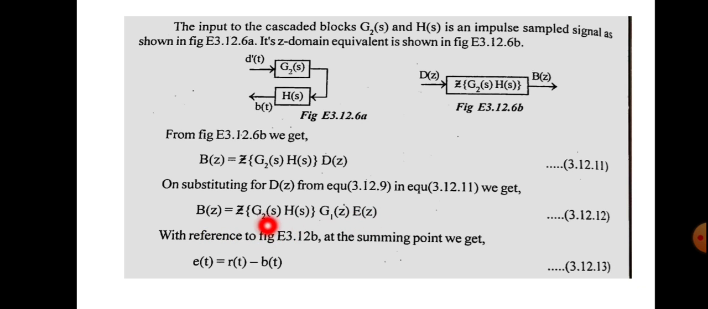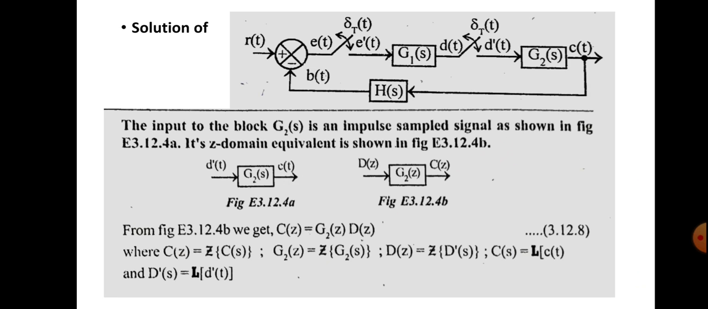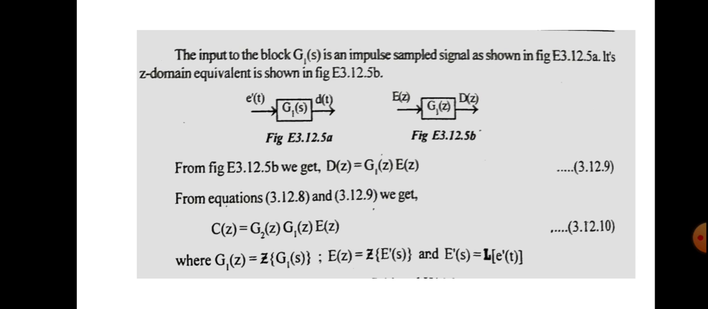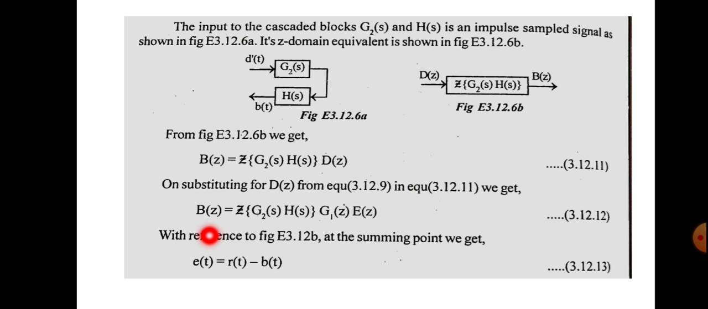So now you have this equation here from the figure. See here, what is the output at the summing point? It is E of t. What is E of t? E of t is R of t minus B of t. So at the summing point you get the equation E of t equal to R of t minus B of t. You have to number the equations before proceeding. You have to number each equation because these equations will be used later.